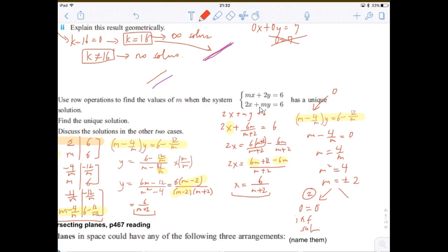If m is negative 2, then what happens? Then the left side, as we said before, is 0, and the right side becomes 6 minus 12 divided by negative 2, which would be 6 plus 6, which would be 12. Now 0 equals 12 is not true ever, so that would be no solution. Okay? So no solutions if m is negative 2, and infinite solutions if m equals 2.